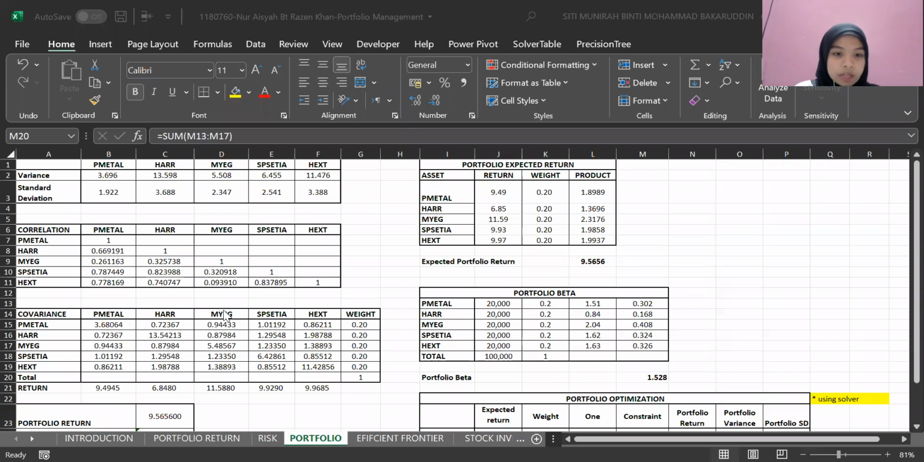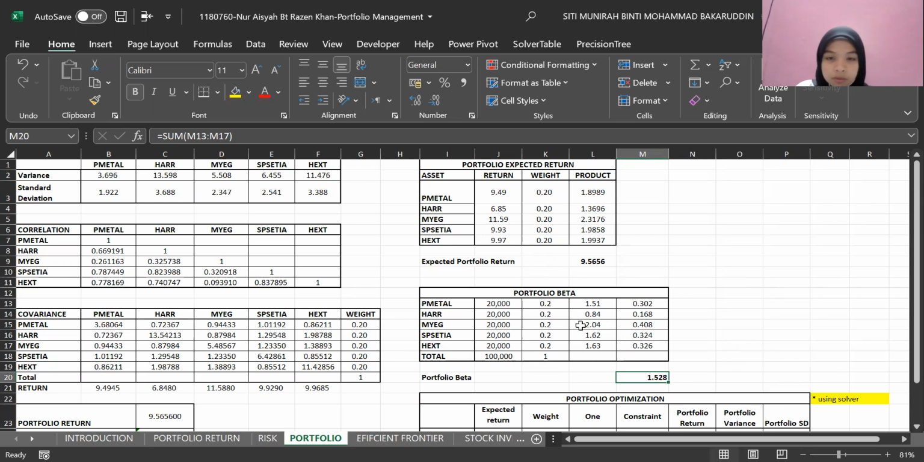Okay, next for my portfolio, this variance, standard deviation, correlation, and covariance, you can get this from previous calculation. And portfolio expected return, you can get from your CAPM return, and this is your weight. And for product, you just multiply return by weight, and you can get this result. And you can sum all of this to get expected portfolio return.